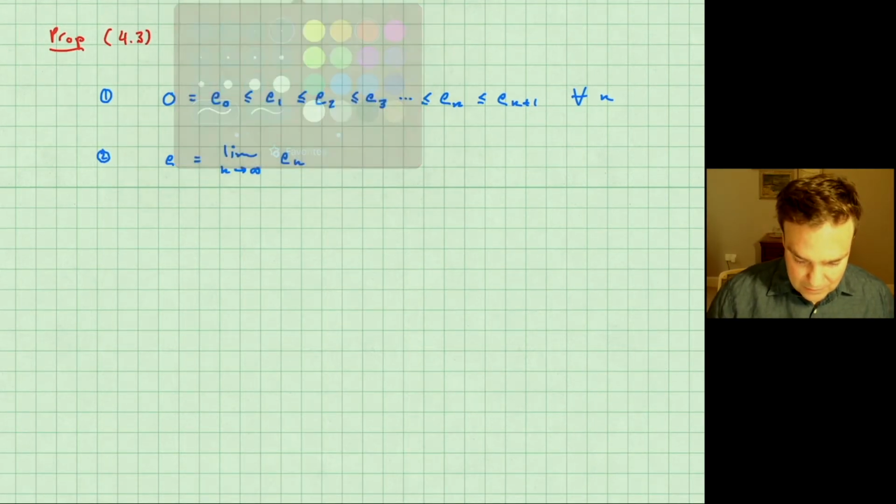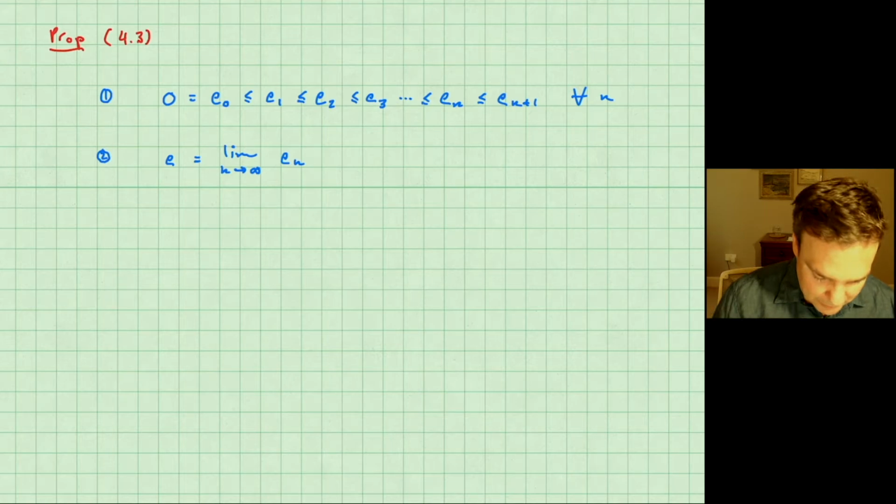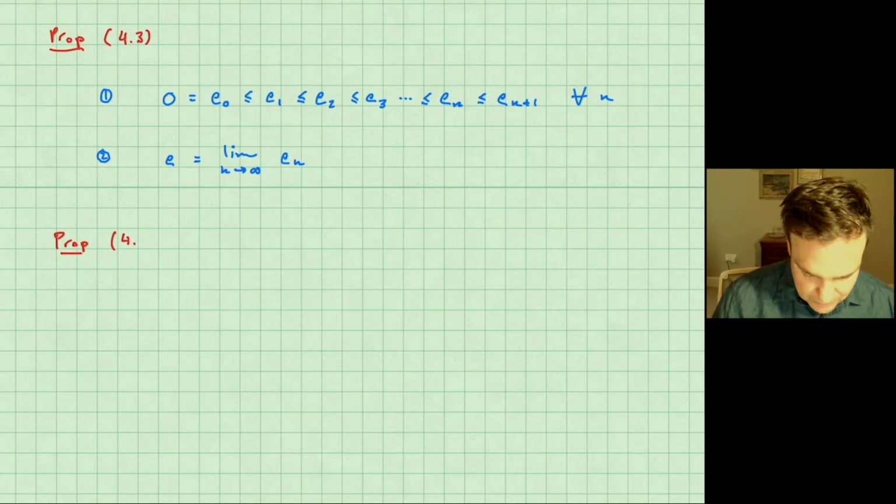All right, and so the next proposition, I don't know why we don't just make this one proposition. Probably should have done that. All right, and so we'll call this one 4.4.